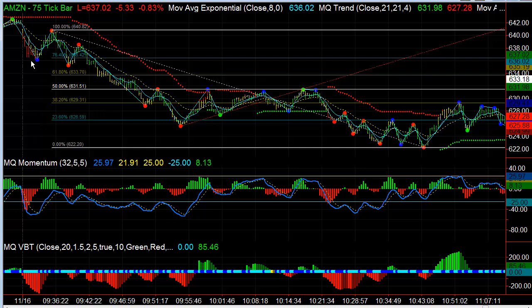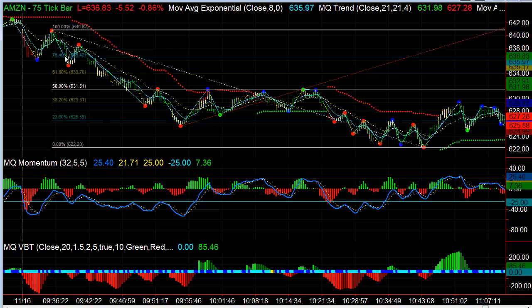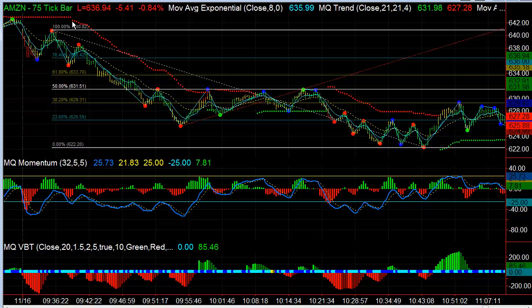What we noticed right here after the open, there was some bouncing along the levels of right around 636, and then when the market itself started to rebound, Amazon did not move. It did not move higher with the market. It stayed weak, and you could see the momentum profile was weaker. So once we broke through this swing low right around 636, we were generally bearish on Amazon the rest of the morning.